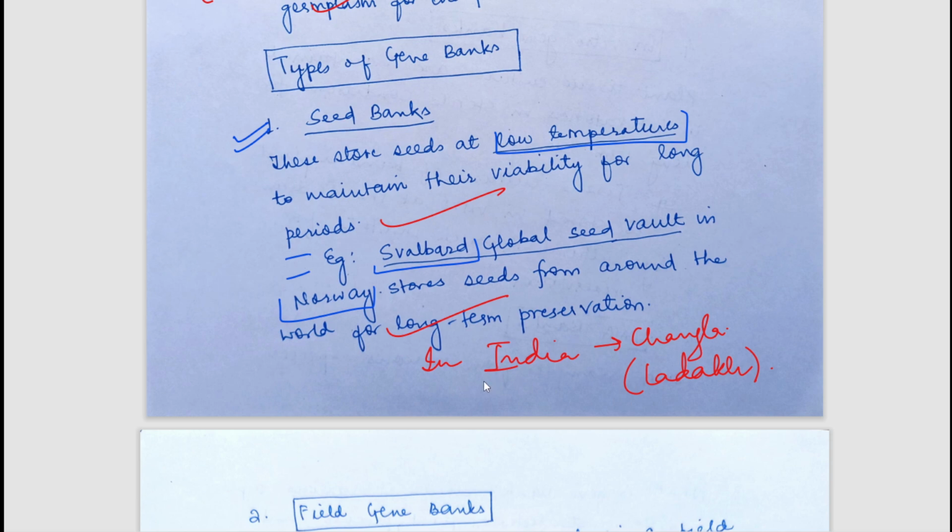And a similar gene bank we have in India also, that is at Chang La, Ladakh. Various Indian varieties are also stored in this Norway gene bank, the Svalbard gene bank of Norway. And in the Indian Chang La, Ladakh gene bank, many foreign varieties are also stored. So keep these things in mind.